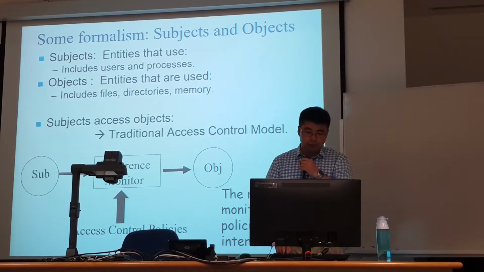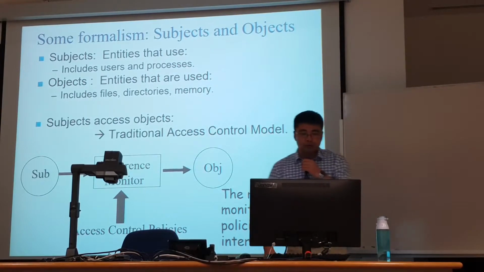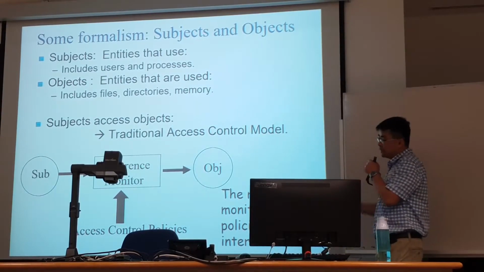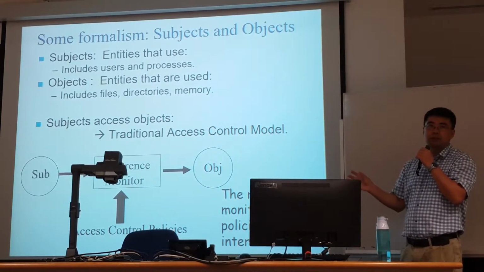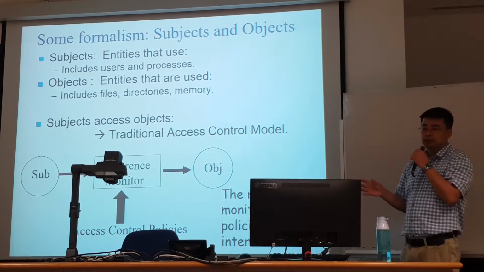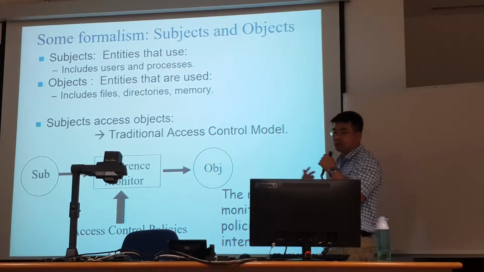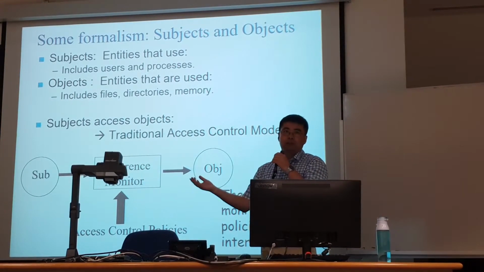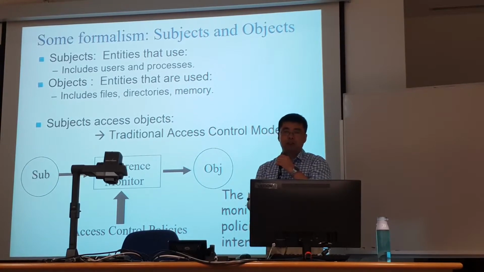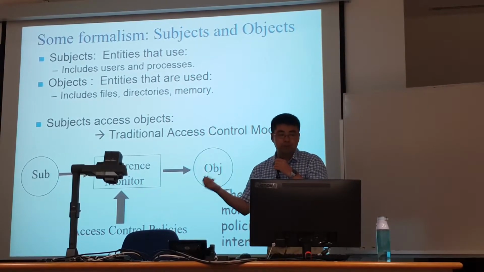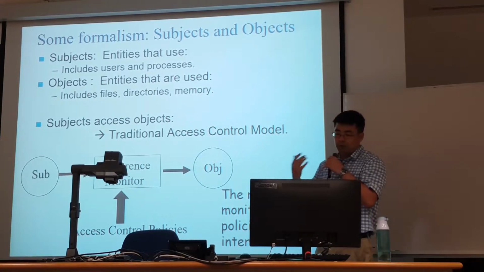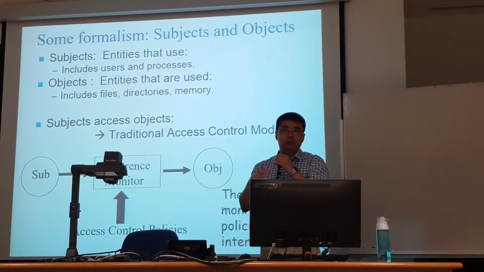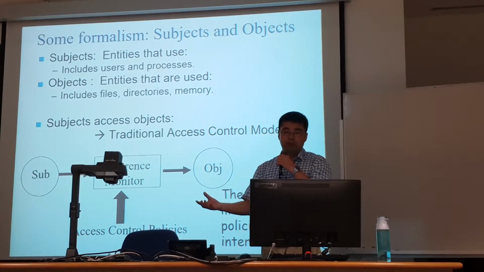So now let's look at some formal definitions. We call the entities that want to use or access a resource subjects. For example, the subject can be a user. You want to read a file. In this case, you are a subject, and the file is the object. The object is the entity that will be accessed. And you want to execute a program. In this case, you are the subject, and the program is the object.